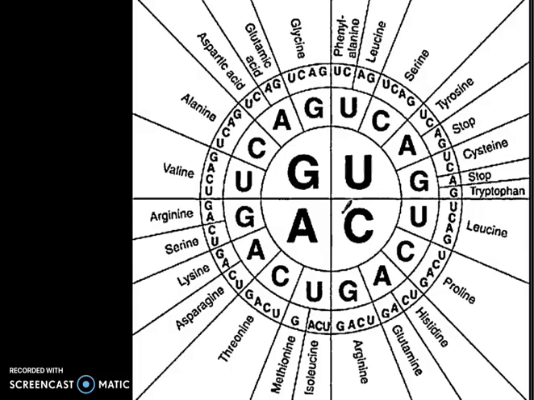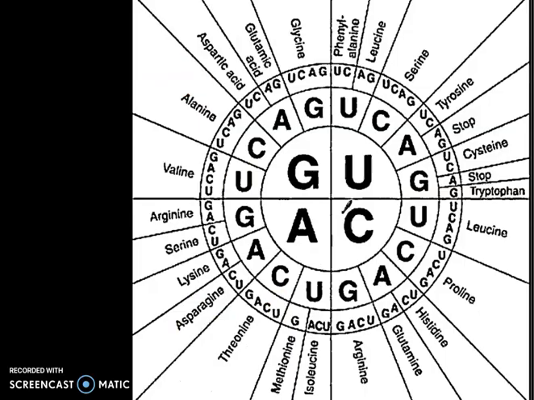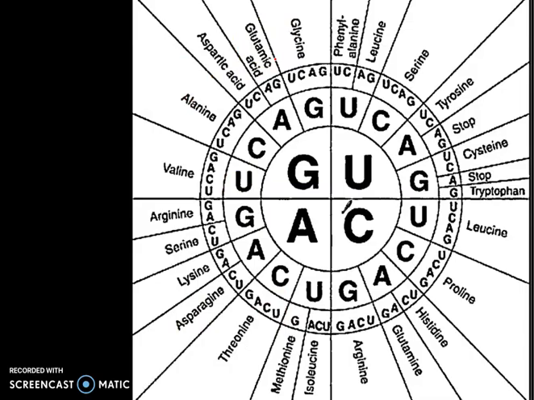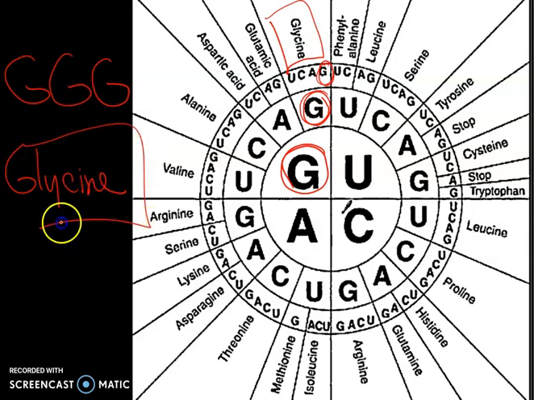One other thing I want to put out there. So this is one way you might see a codon chart. This is the other way. So let's just use GGG here. You might also see this. So say our code is GGG. What you do is you read from the inside out. So G is my first letter. G is my second letter. G is my third letter. And glycine would be the amino acid.